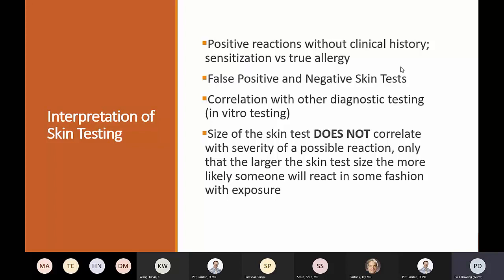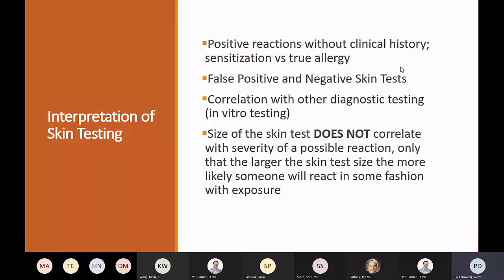Basically reflect sensitization versus a true allergy. False positive and negative skin tests. You need to consider correlation with other diagnostic testing, in vivo, such as in vitro testing. And the size of the skin test does not correlate with the severity of a possible reaction.